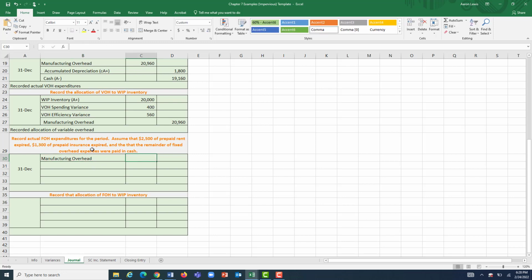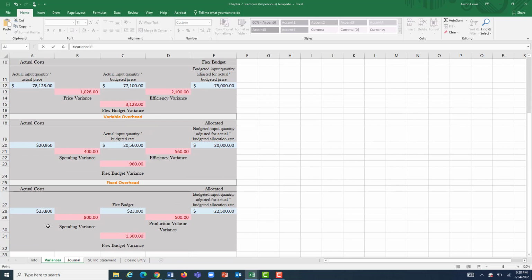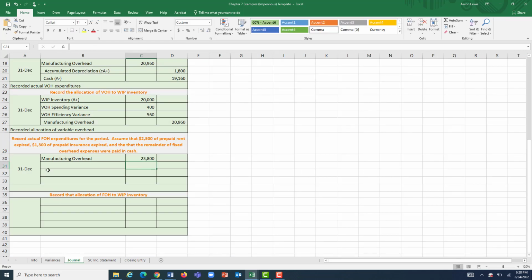This is actual. Well, what actual amount of fixed overhead did we incur? Our information tells us that the actual amount of fixed overhead that we incurred during the period was $23,800. Since that's the actual amount, that's what has to go into the pool. What was this for? Well, firstly, we had $2,500 of prepaid rent expiring. Prepaid expense accounts are all assets. Since some of it expired, we need to decrease that account, so I'm going to credit prepaid rent for $2,500. We had $1,300 of prepaid insurance expire.